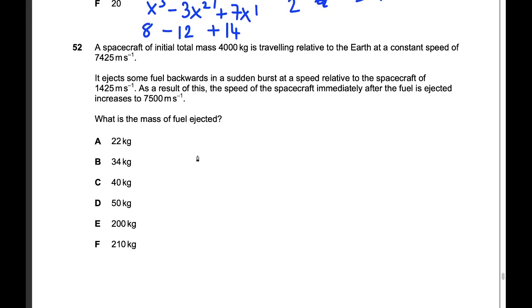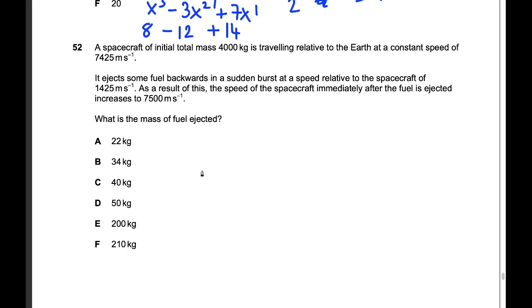Right, a spacecraft of initial total mass 4,000 kilograms is traveling relative to the Earth at a constant speed of this. It ejects some fuel backwards in a sudden burst at a speed relative to the spacecraft of this. As a result, the speed of the spacecraft immediately after the fuel is ejected increases to this. What is the mass of the fuel ejected?